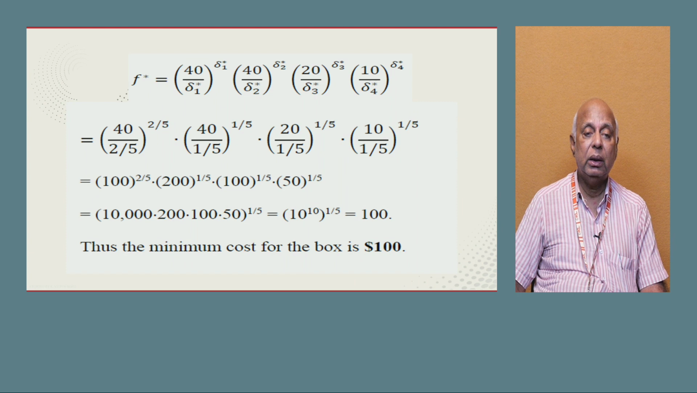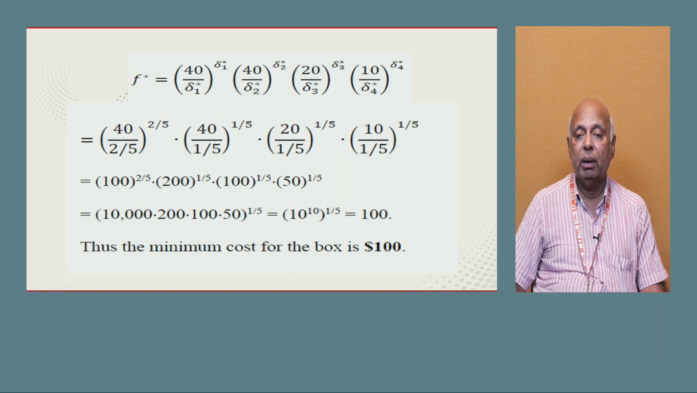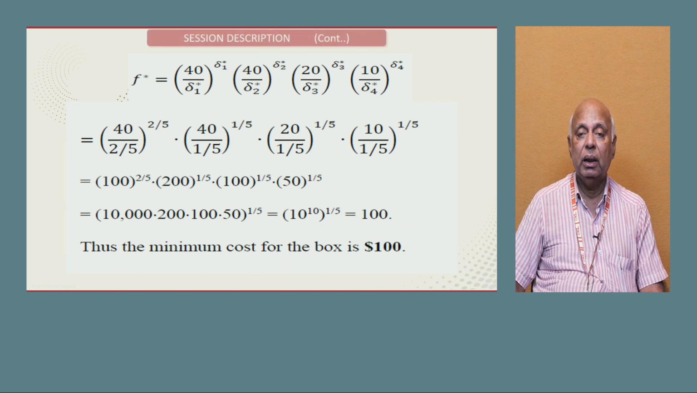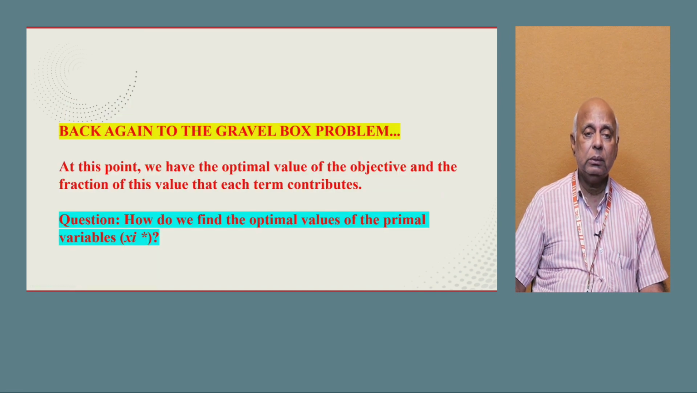That means 40 by 2 by 5 to the power 2 by 5, 40 by 1 by 5 to the power 1 by 5, 20 by 1 by 5 to the power 1 by 5, and all these things, that comes to 100. Thus, the minimum cost of the box should be $100. Again, back to the Gravel's problem here.